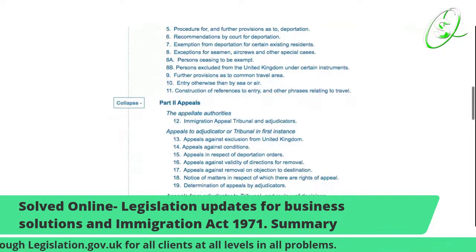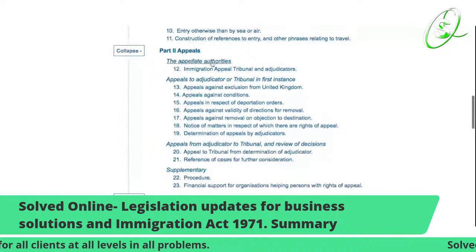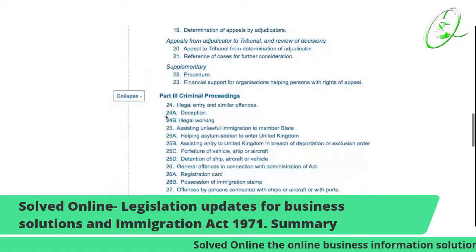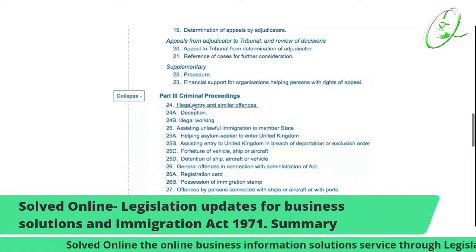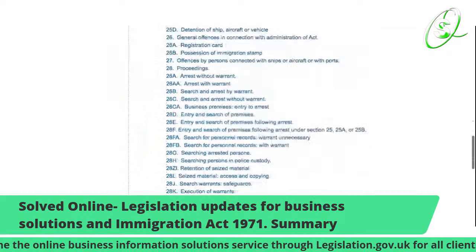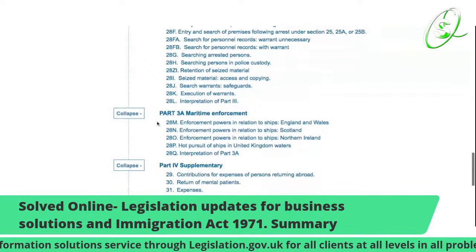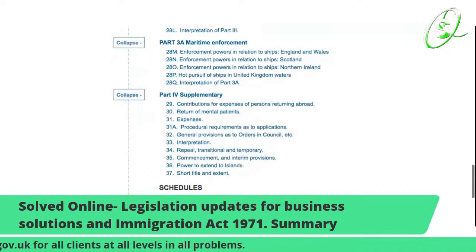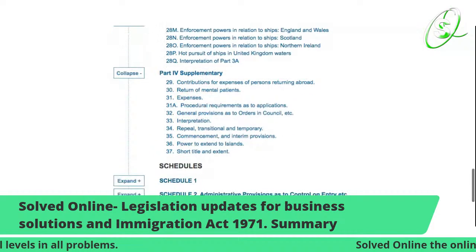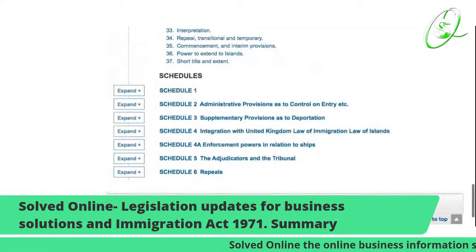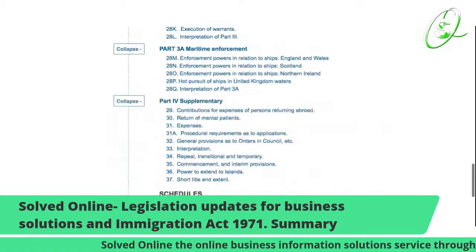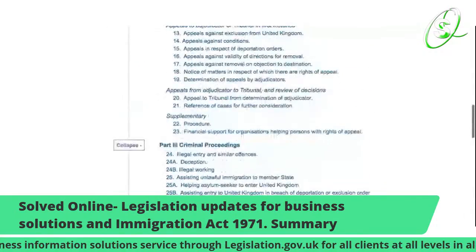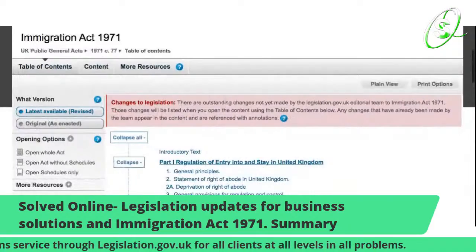So you have the appeal. Again, all the appeal. This is part 2, appeals. And again part 3, criminal proceedings, and we have part 3A, maritime enforcement, and we have part 4, supplementary, and then we go into the actual schedules. So like I say, I just want to read the main part and then just go to the title. So these are all what it is. So just gonna briefly go through.